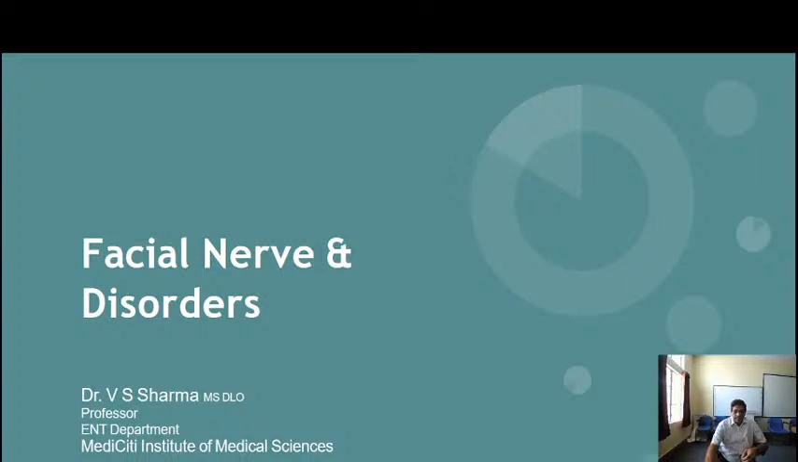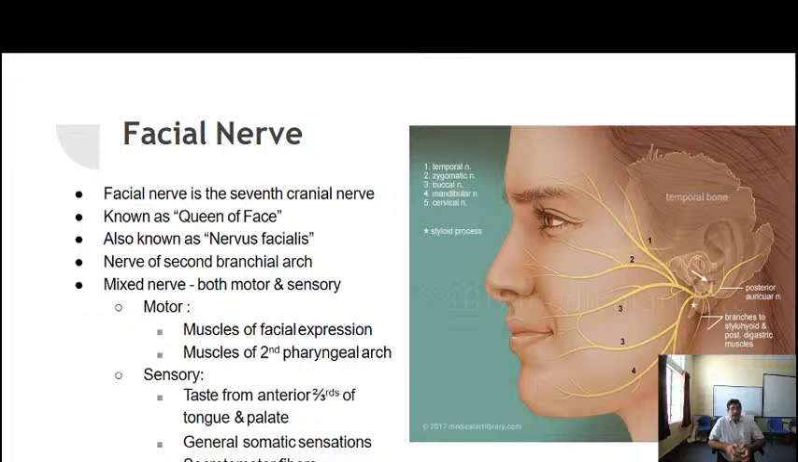So, when we see the facial nerve, it is a nerve of the second branchial arch. The first branchial arch being the mandibular, and this is the second branchial arch, and this is called the hyoid arch.